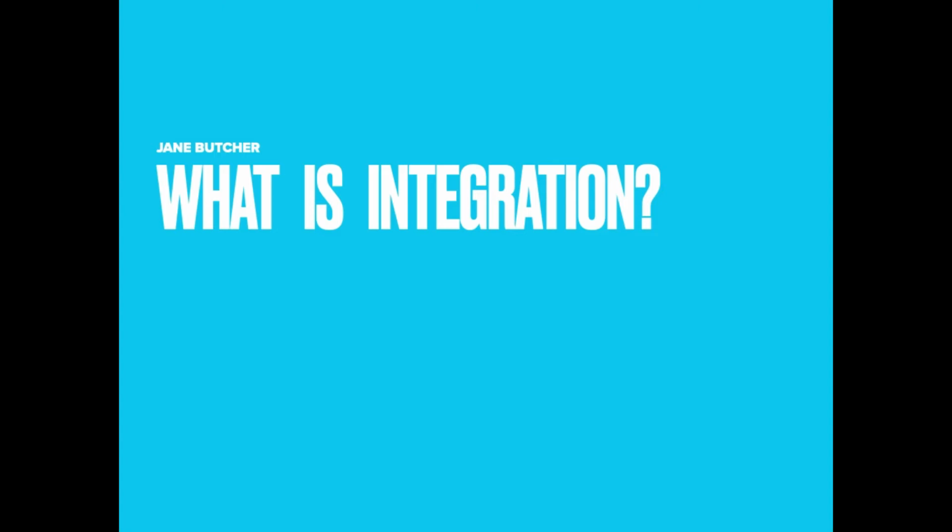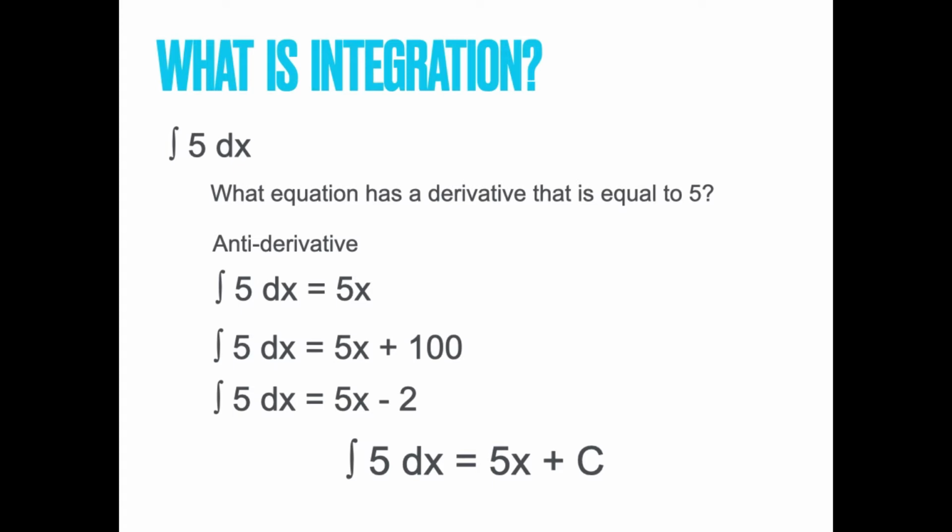Hello, I'm going to explain what integration is. So integration is the opposite of differentiation. If we look at this equation, it reads as the integral of 5 with respect to x. How you read that in words is: what equation has a derivative that is equal to 5? You can ignore the little floofy thing and the dx for now. Just think: what equation has a derivative that is equal to 5?